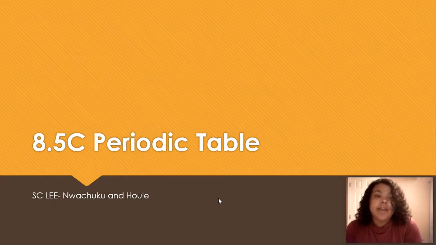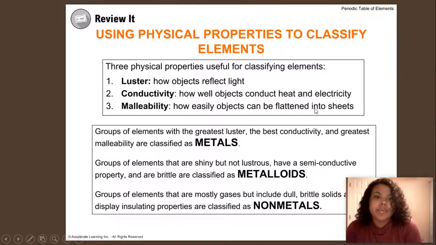Today, we're going to be going over the periodic table. We're going to be reviewing the different physical properties and how to classify elements. The three different types of physical properties useful for classifying elements are luster, which is how an object reflects light, conductivity, which is how well objects conduct heat and electricity, and malleability, which is how easily objects can be flattened into sheets.